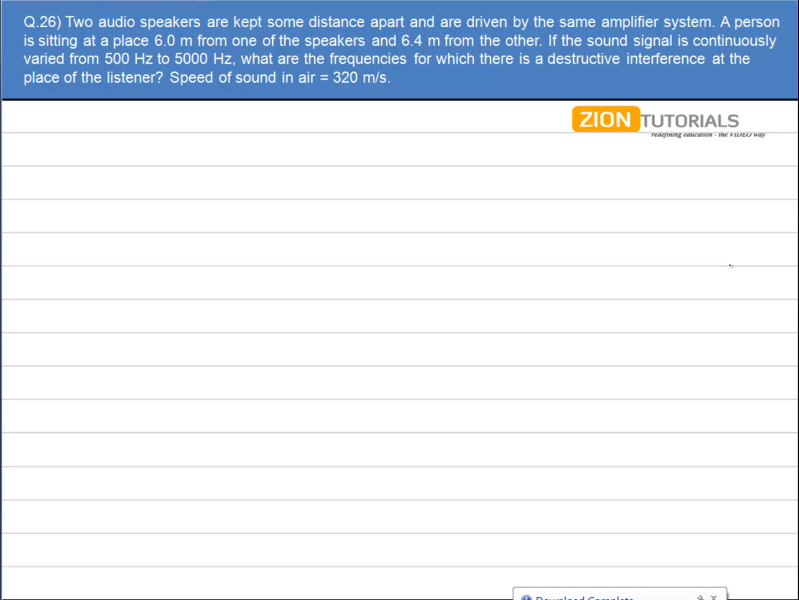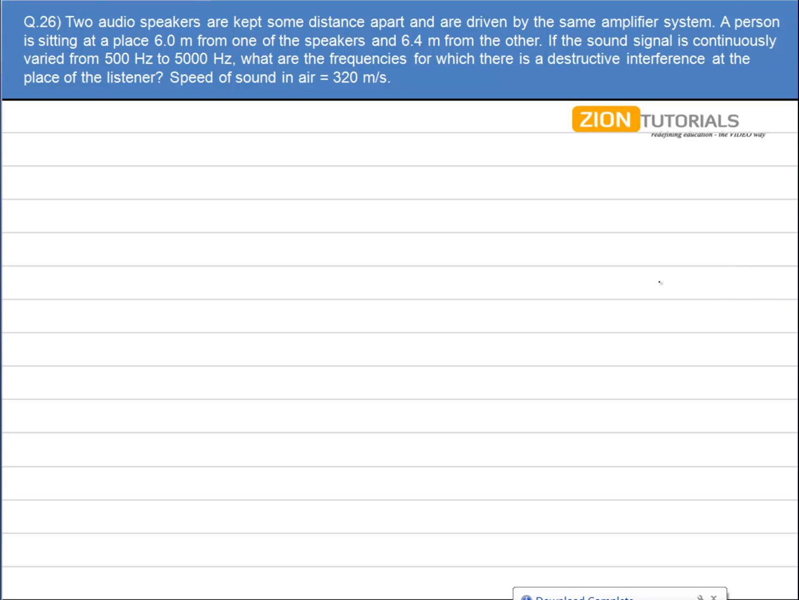Two audio speakers are kept some distance apart and are driven by the same amplifier system. A person is sitting at a place 6 meters from one of the speakers and 6.4 meters from the other. If the sound signal is continuously varied from 500 Hz to 5000 Hz, what are the frequencies for which there is a destructive interference at the place of the listener? Speed of the sound in air is 320 meters per second.